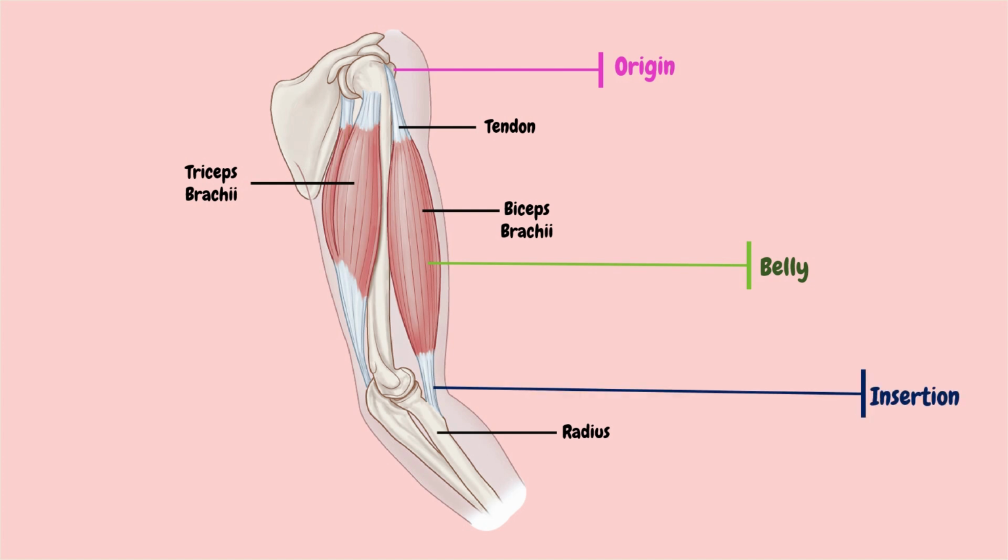The insertion is the end of the muscle that attaches to the more movable bone. The insertion of the biceps brachii is the radius. When the muscle contracts, it pulls the radius toward the scapula.